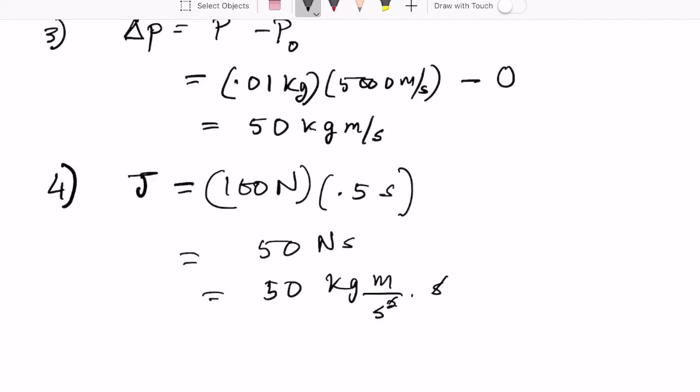And so this just shows you that the impulse momentum theorem is true. You get the same answer. This just shows you that J is the same thing as delta P. All right, so just a quick demonstration of the impulse momentum theorem.